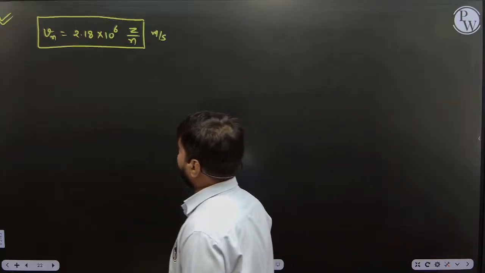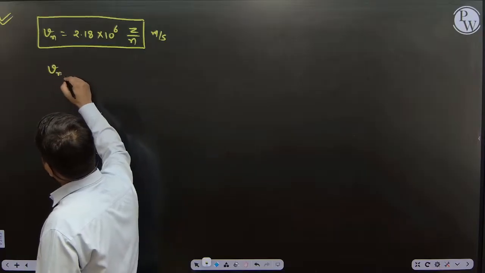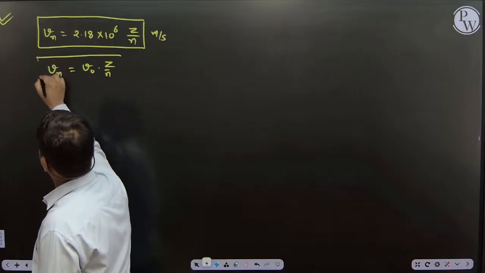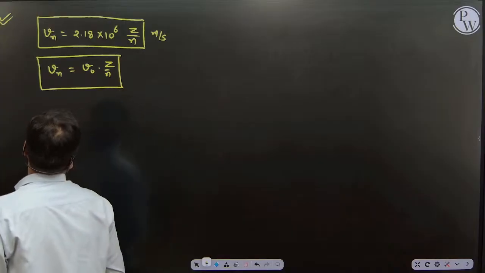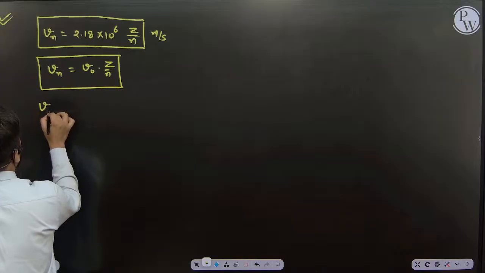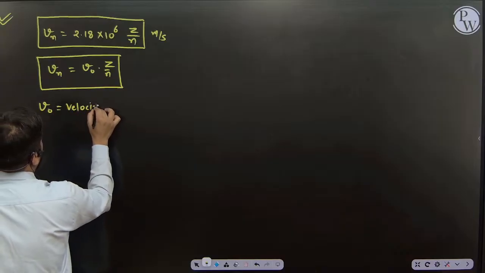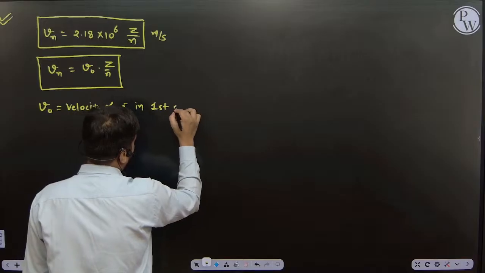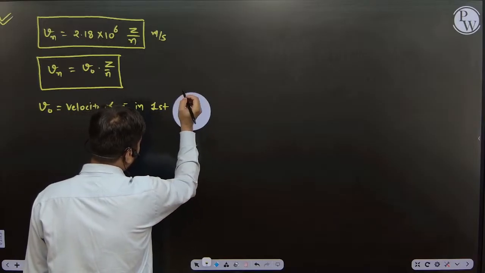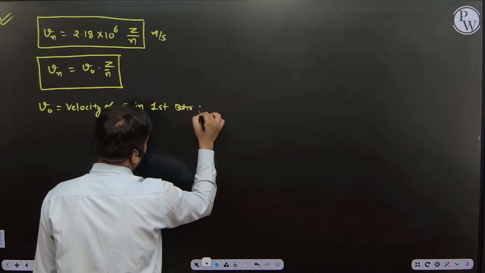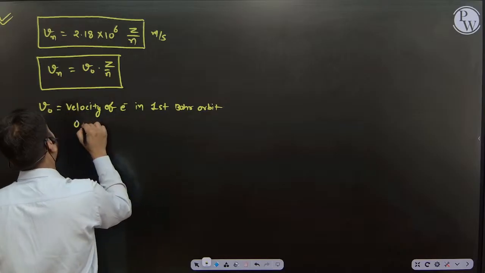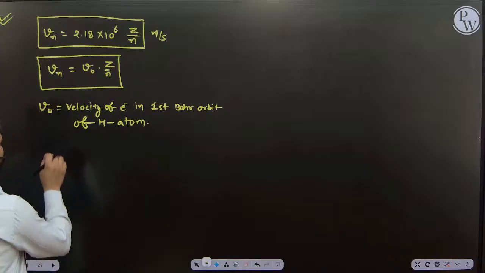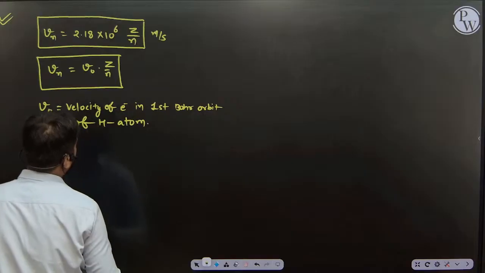Now I'm going to modify this formula. So velocity of electron in the nth shell will be equal to V naught into Z upon n. This formula can also be used. Now here what is V naught? V naught is basically the velocity of electron in the first shell, the first Bohr orbit of hydrogen atom.